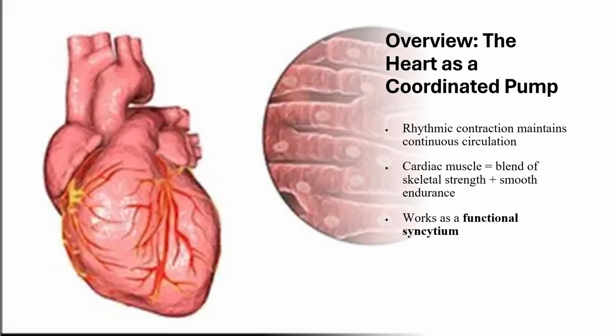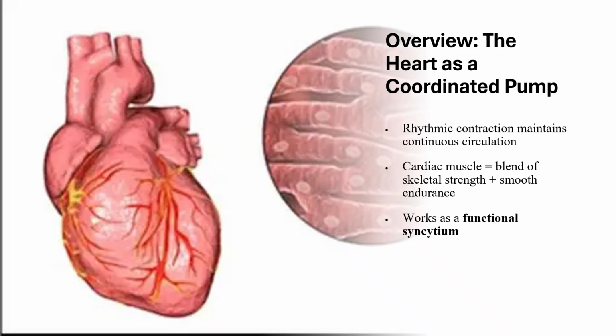So now that you know how to approach the topic, let's lay the foundation. What really makes the heart such a perfectly coordinated pump? The heart's rhythmic contraction is what maintains continuous blood circulation throughout the body. Every beat must be strong enough to propel blood, yet precisely timed to refill before the next one. That rhythm depends on two things working hand in hand: the muscle itself and the conduction system that tells it when to contract.